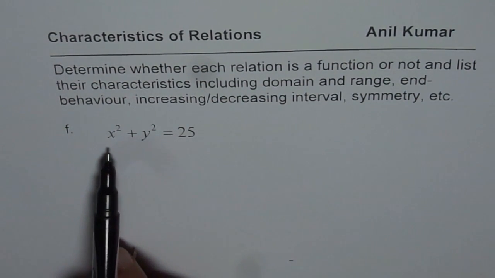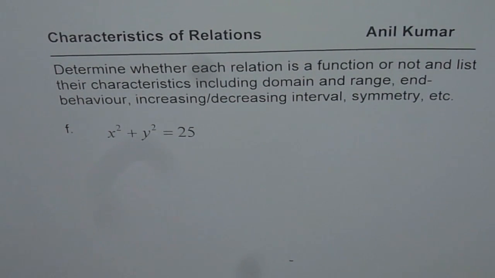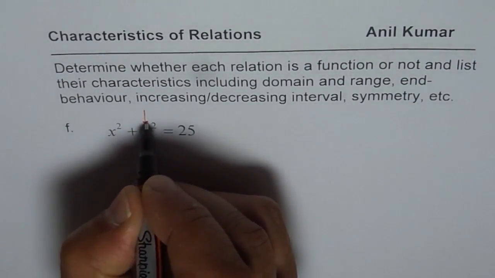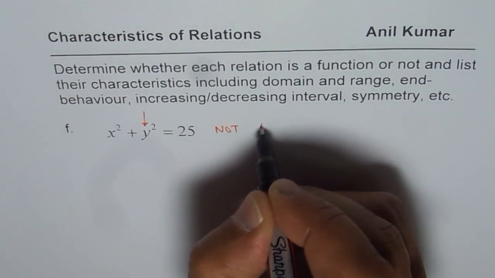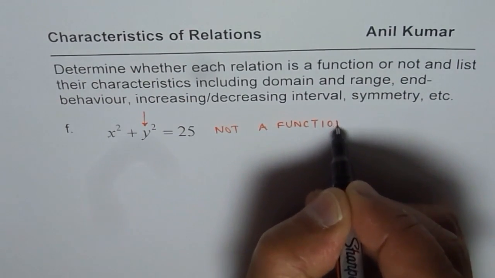The relation given to us is x² + y² = 25. We need to figure out whether it represents a function or not. Our rule was to look for y². Now this y² means it is not a function. So it is not a function. So that is the shortcut. Is it okay?